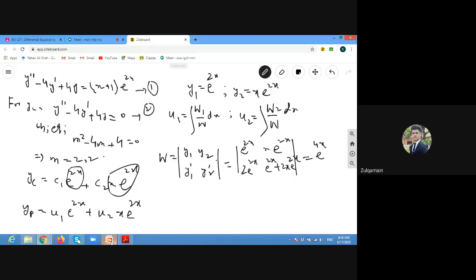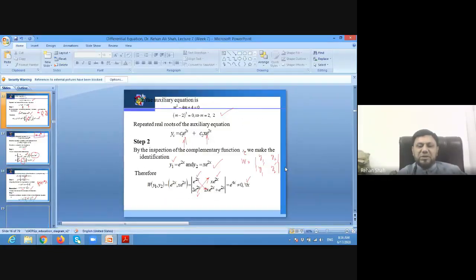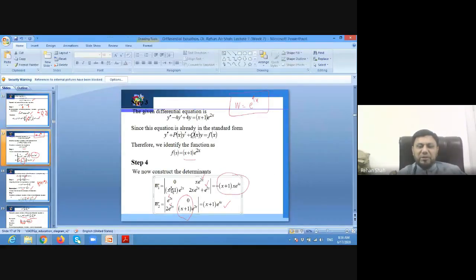Okay. So what is your W1? This is your W. This is your W1. What is the formula for W1? 0, f of x. What is f of x? In this case, f of x is the right hand side function, x plus 1 e power 2x. So 0, f of x, y2 dash is equal to this one. And what is W2? W2, second column 0 into f of x. So you already know about this.